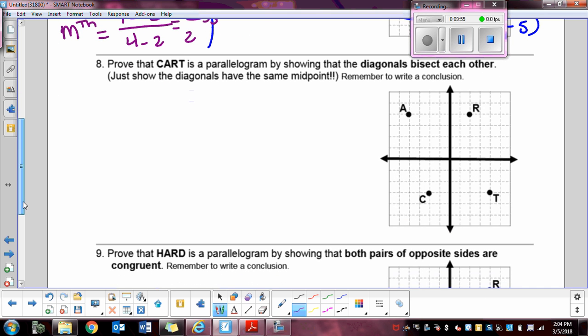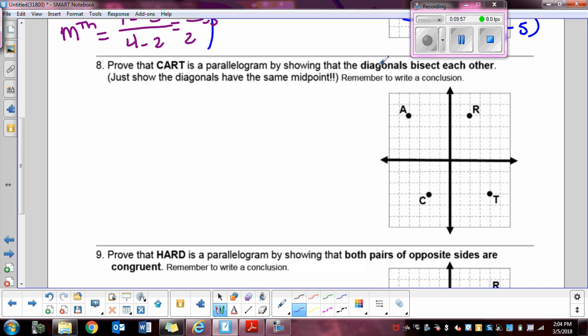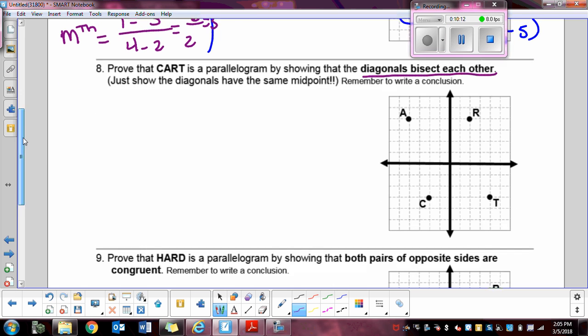Prove that CART is a parallelogram by showing the diagonals bisect each other, which you're going to need to know. Just show the diagonals have the same midpoint. So you're going to need to know the midpoint formula. So find A and T.